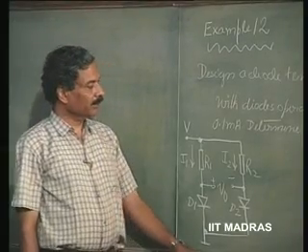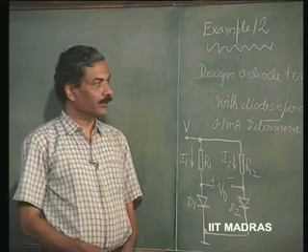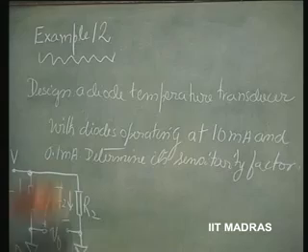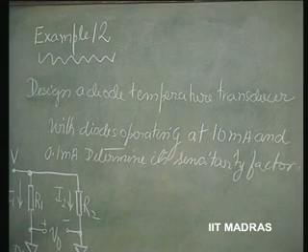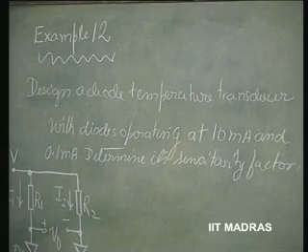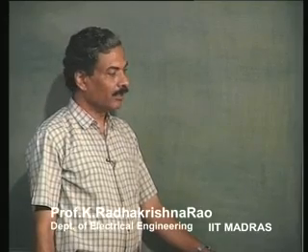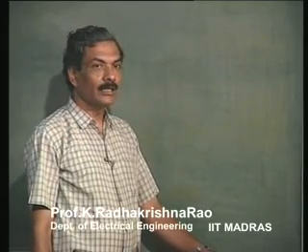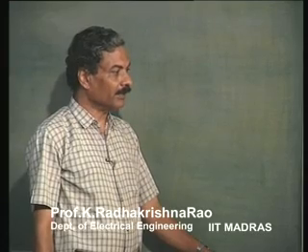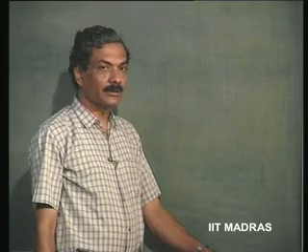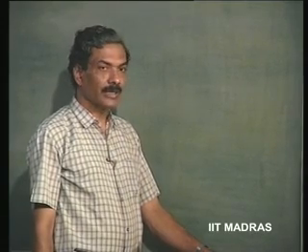Now, let us try to understand the principle of the diode temperature transducer by working out an example. Design a diode temperature transducer with diodes operating at 10 milliampere and 0.1 milliampere. Determine its sensitivity factor. So, this illustrates how one can go about designing such temperature transducers or thermometers very easily by using a pair of diodes which have identical characteristics. Such diodes are easily available nowadays because we have matched pairs of transistors available and the transistor base to emitter junction itself is used as a diode.